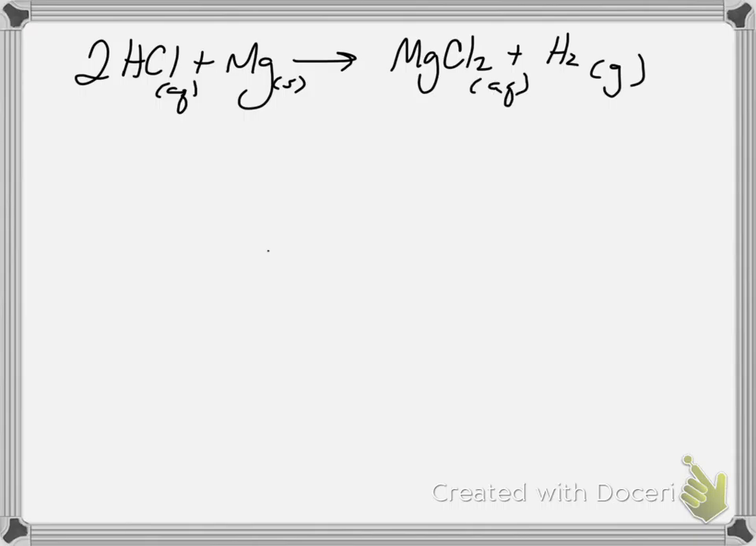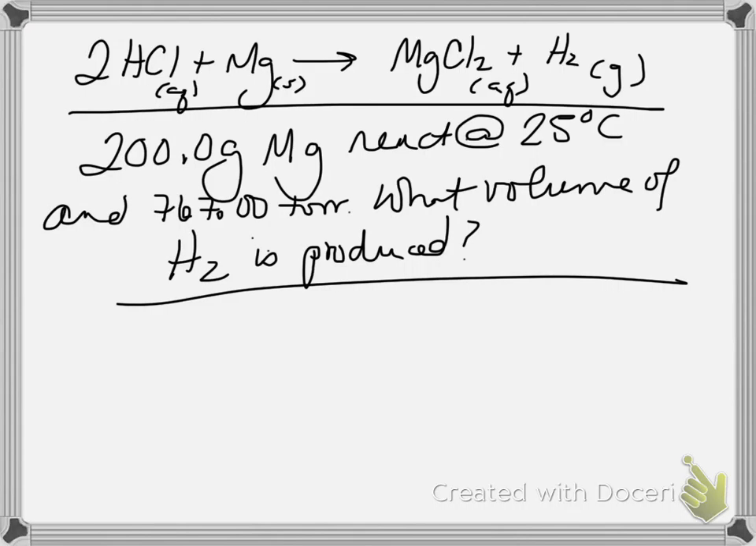Can you use what you just found, can you use the ideal gas law on this? You sure can't put something like magnesium into the ideal gas law. It's not a gas. You can't put hydrochloric acid into the ideal gas law. It's not a gas. So what if you are asked something like 200 grams of magnesium react. The reaction is run at 25 Celsius and 767 torr. That would be, we took a pressure reading in the lab that day. What volume of hydrogen is produced?